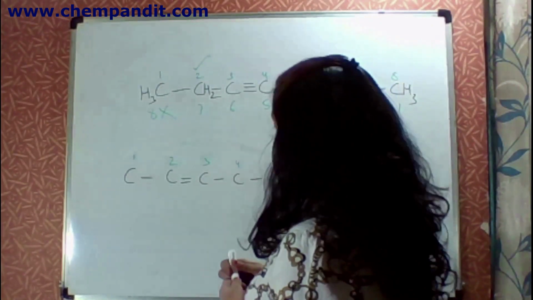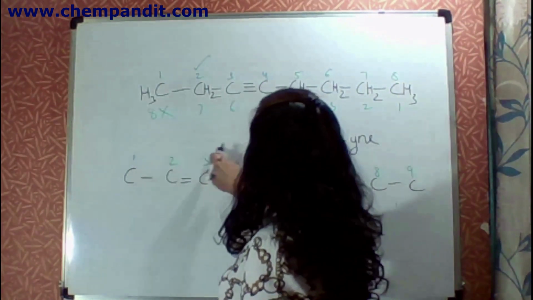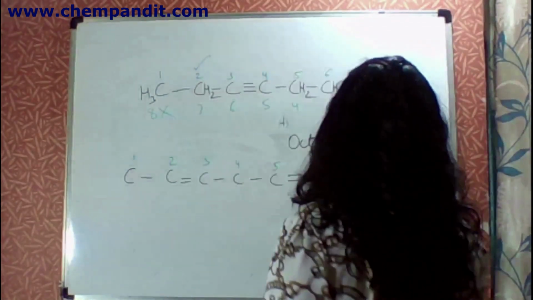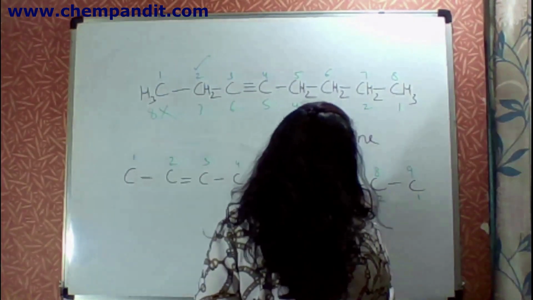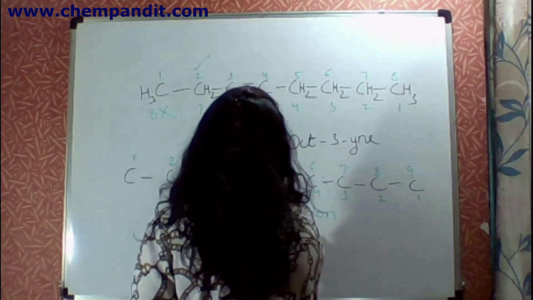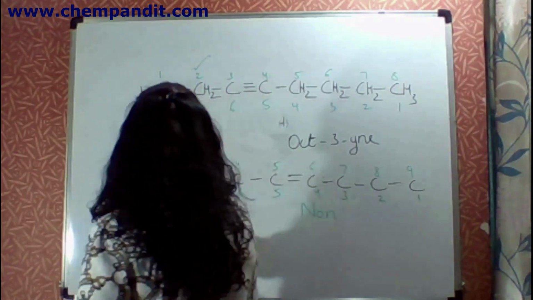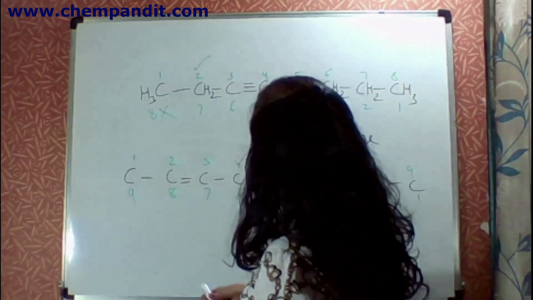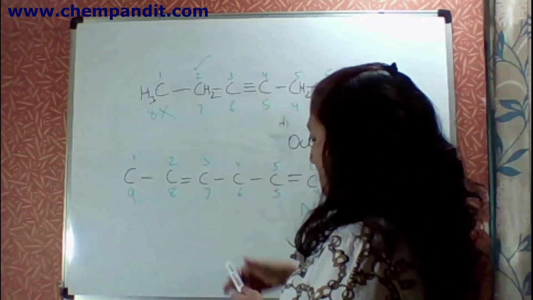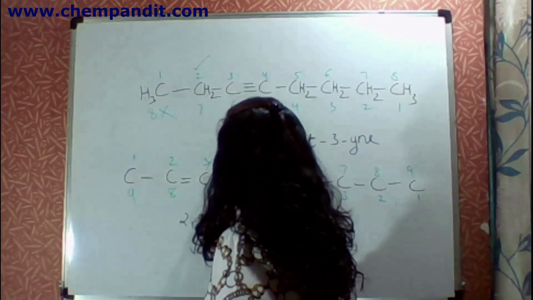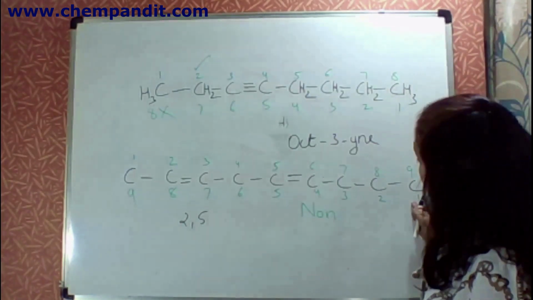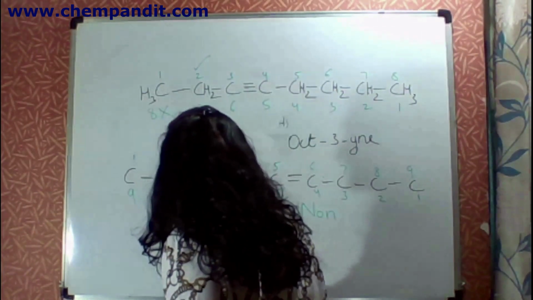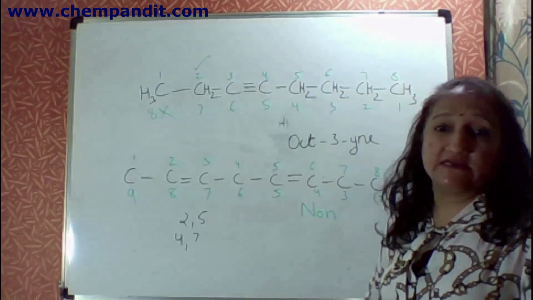First is numbering. Numbering from this side 1, 2, 3, 4, 5, 6, 7, 8, 9. Now let's number this compound from right to left. 1, 2, 3, 4, 5, 6, 7, 8, 9. Now if we number it from left side, the double bond comes at the position 2 and 5, right? And if we number it from right to left, the double bond comes at the position 4 and 7. Am I right? Now the point is which one is correct.